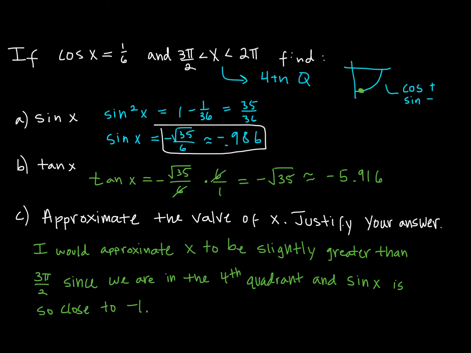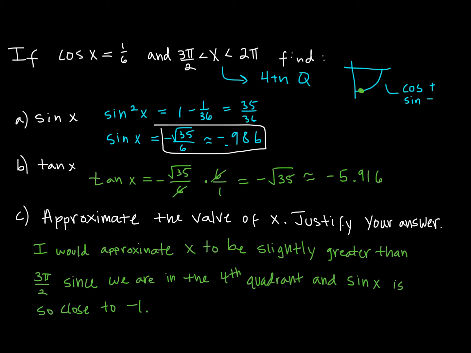Now, when I square root both sides, I'm going to have square root of 35, as I have here, and then the square root of 36, which is 6. And I've got to be careful. The Pythagorean identity does not determine the sign. I have to use the quadrant that I'm in to determine that. And since we're in the fourth quadrant, sine is negative. So this is going to be negative square root of 35 over 6, which is approximately negative 0.986.